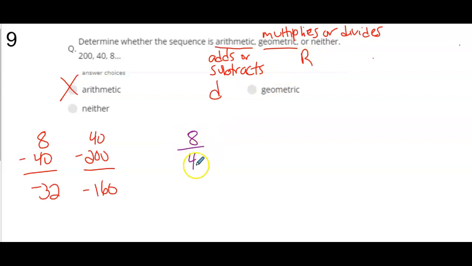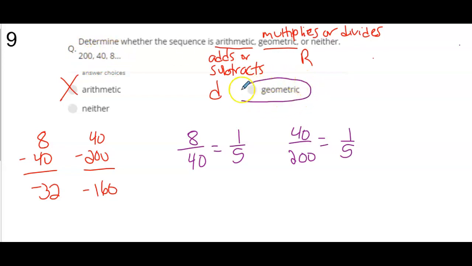So I'm going to do 8 over 40, because that's a ratio, and that is 1/5. And then I'm going to do 40 over 200. That also equals 1/5. You do have a common ratio. You are dividing by 5 each time. 200 divided by 5 is 40. 40 divided by 5 is 8. So this is geometric because it has a common ratio.